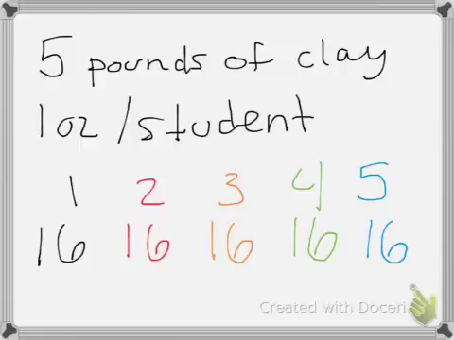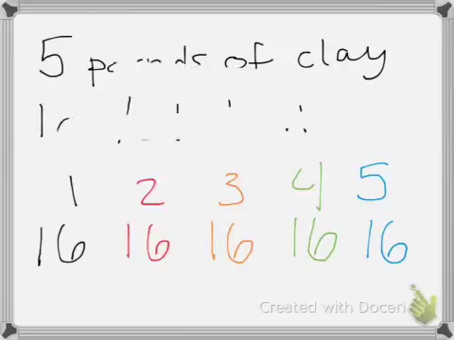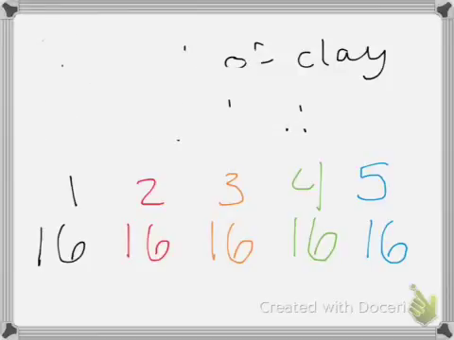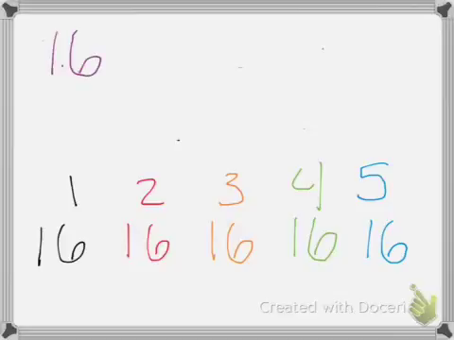I can do one of two things. I can either add 16 5 times, or I can multiply. Whichever way you prefer, I'm going to show you both. So I can do 16 times 5. I'm going to erase the top part so I can do this addition and multiplication. I'm going to do the multiplication first in purple. 16 ounces per pound times 5 pounds. 6 times 5 is 30.